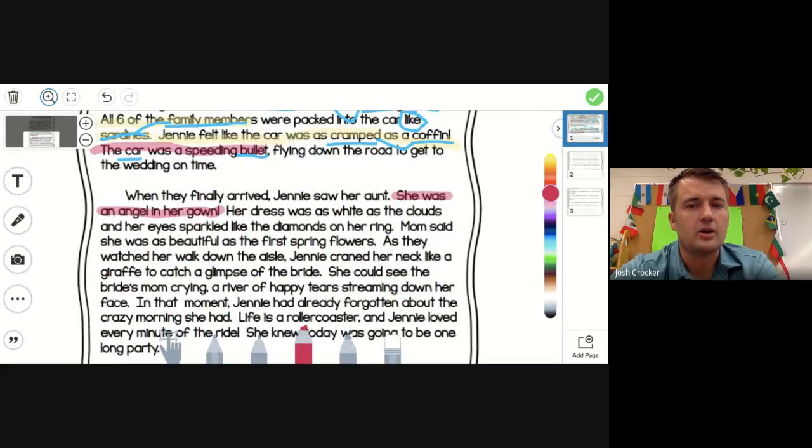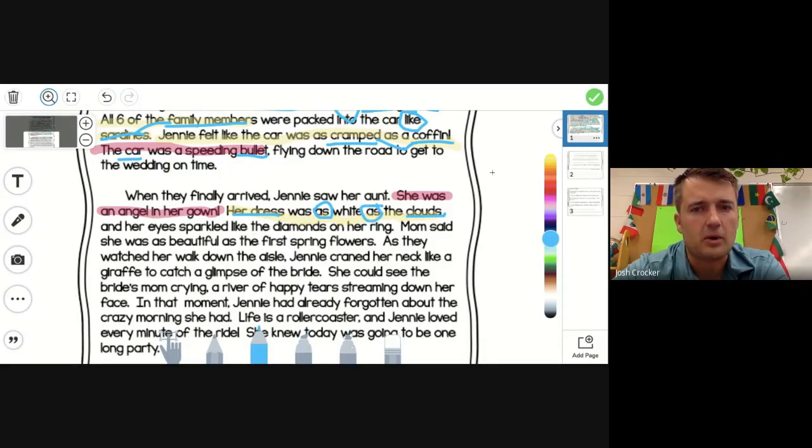Okay. Her dress was as white as the clouds. There's a comparison. What two things are being compared? Her dress and the clouds, right? Did I say like or as? Yeah, I said as white as the clouds. So that is a simile.